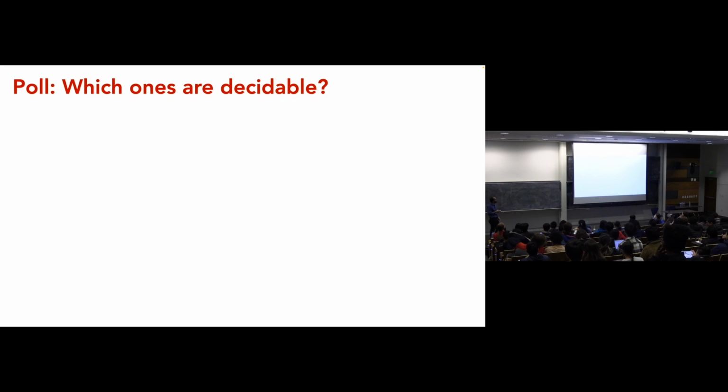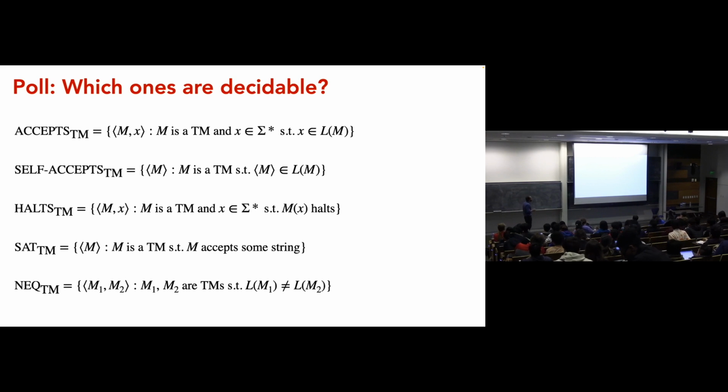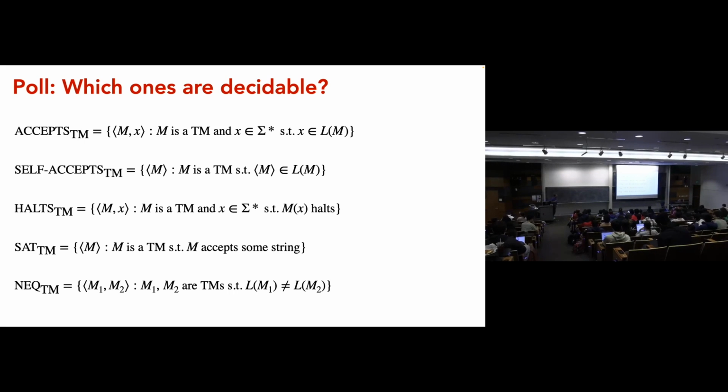Actually, I'm going to start with a poll, and I'm going to ask you, which ones do you think are decidable here? These are variations of problems you've seen. They are with respect to Turing machines, but previously we saw these with respect to DFAs. Similar kinds of problems, like accepts TM: when you're given a Turing machine M and some input X, you want to know, does M of X accept or not?